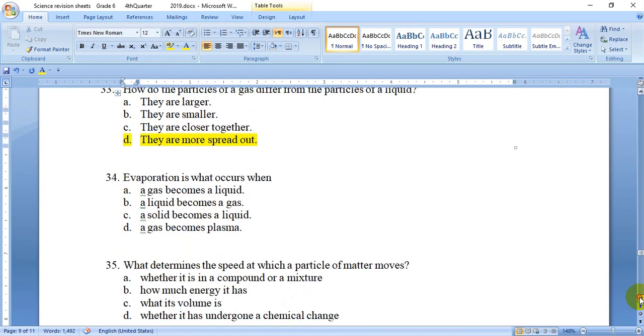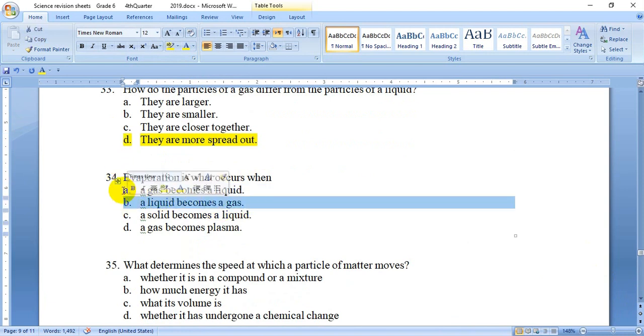Question 34. Evaporation is what occurs when? Evaporation happens when liquid becomes a gas.